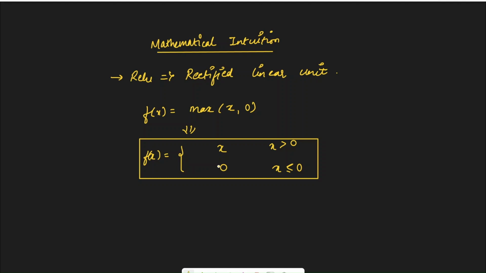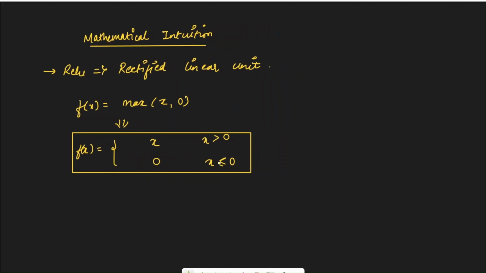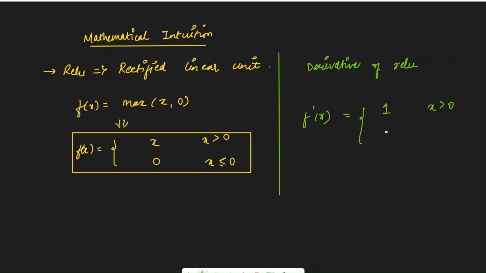Now let us talk about the derivative of the ReLU function. I'll just write that over here. Derivative of ReLU, f dash of x. This is the notation that we use to write derivatives. So f dash of x would be equal to 1 if x is greater than 0 or 0 if x is less than or equal to 0. So the derivative of the ReLU function is 1 when x is in the positive region, and when x is in the negative region or x is equal to 0, then the derivative of the ReLU function is equal to 0.